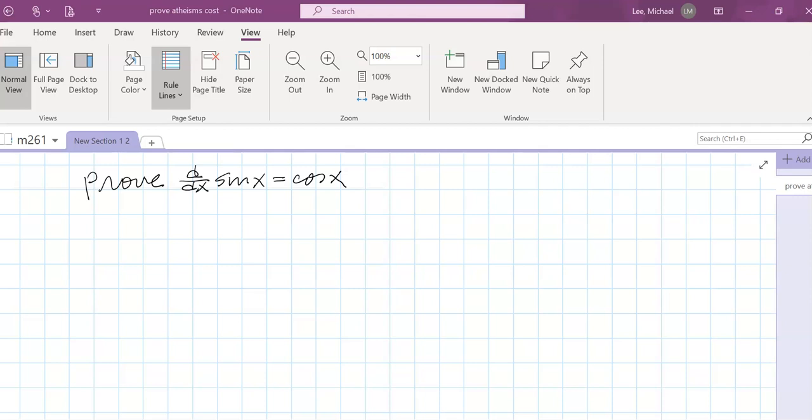Okay, let's prove one of the theorems: that the derivative of sine x is cosine x. By definition, this is the proof.